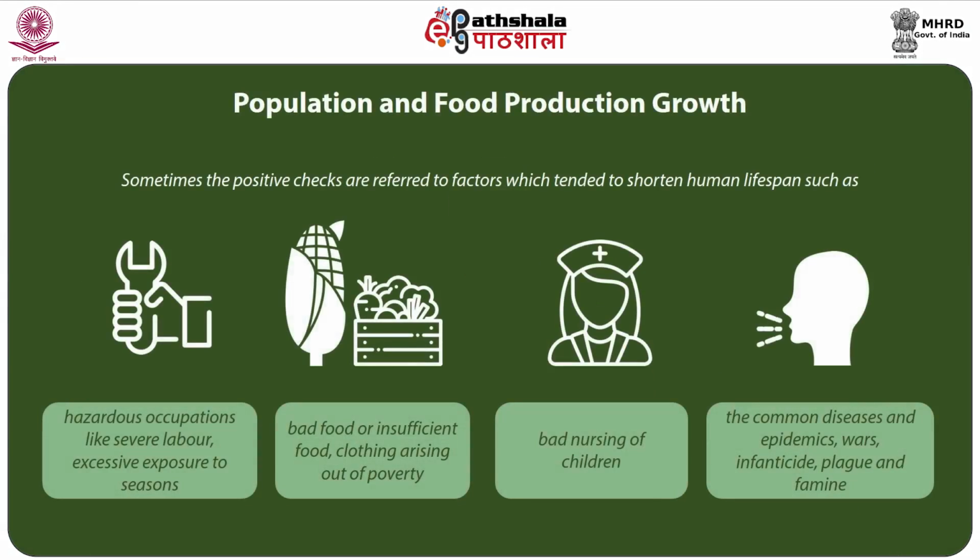Sometimes the positive checks are referred to as factors which tended to shorten human lifespan, such as 1. Hazardous occupations like severe labor, excessive exposure to seasons, 2. Bad food or insufficient food, clothing arising out of poverty, 3. Bad nursing of children, 4. Excess of all kinds, and 5. The common diseases and epidemics, wars, infanticides, plague and famine.